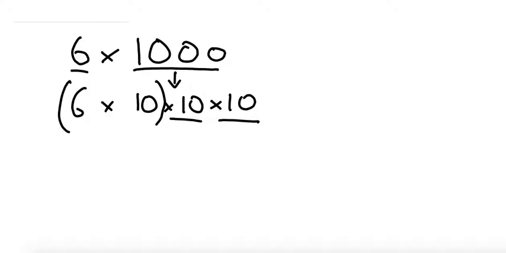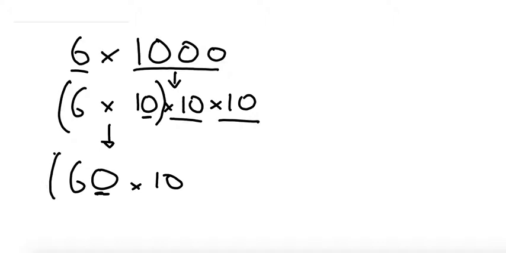6 times 10. 6 times 10 is 60. We know because we're multiplying by 10, it's going to be 10 times bigger. 6 times 10 is 60. So we've got now 60 multiplied by 10. And then we'll multiply that by 10. So 60 multiplied by 10 is 600. We're using what we know about multiplying by 10. We keep the original number and add a 0. 600, and then we bring down this 10.